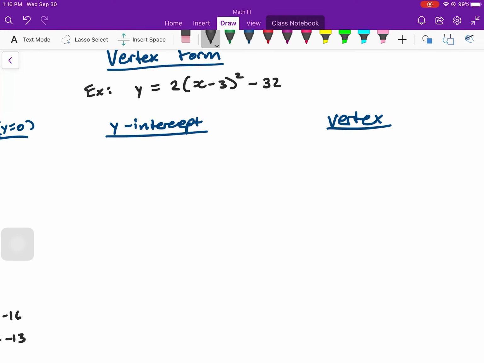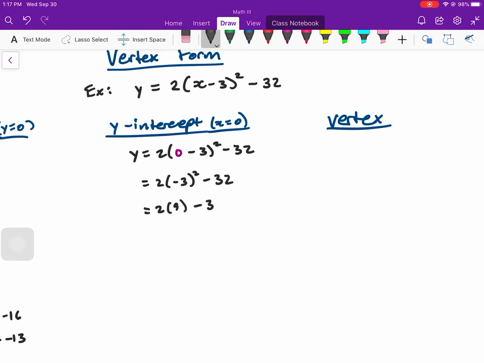The y-intercept is easy. You just make your x equal 0. So for this one, y is going to equal 2 times 0 minus 3 squared minus 32. So I'm just showing there that I made x 0. Simplify this answer, so just some PEMDAS. 0 minus 3 is negative 3, squared. Negative 3 squared is positive 9. 2 times 9 is 18. Minus 32 is going to be negative 14. So that's the y-intercept. Pretty simple to find that. I know it is kind of lengthy, but it's a really easy process.